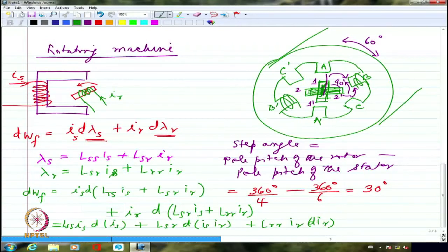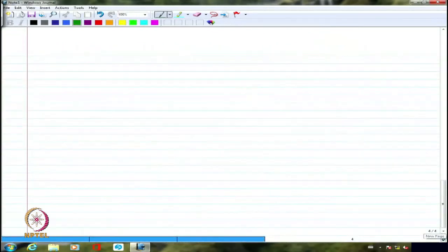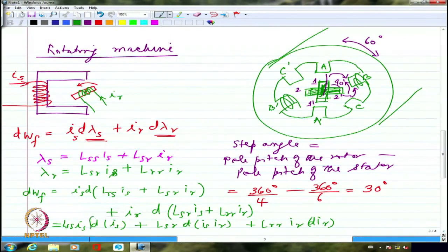So let us try to look at again WF. What we wrote was dWF. Now what I want is full WF. So WF actually should be this entire thing integrated, right? So I have to integrate this, I have to integrate this, I have to integrate this as well. So if I integrate this, I should say IR dIR. Here I should say integral of IS dIS.